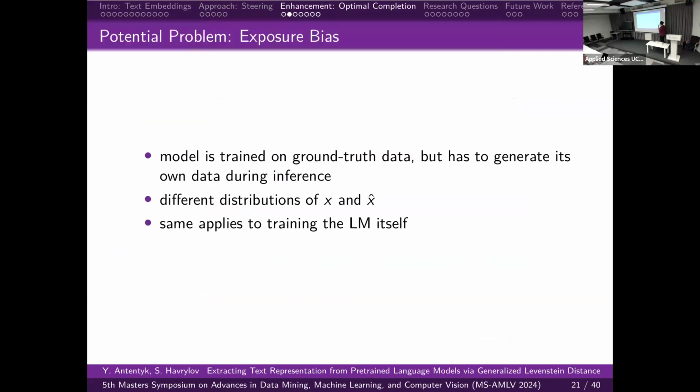First, we want to identify the potential problem, which is exposure bias. Exposure bias is a problem where the model is trained on ground truth data, but it has to generate its own data during inference, and the distributions of data used during training and data used during generation are different.